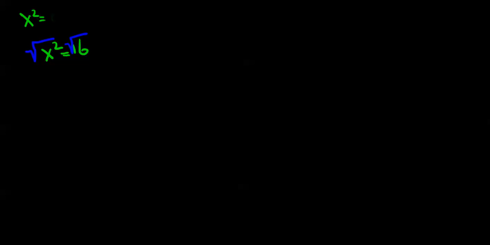If we take the square root of an x squared, we're left with x equals plus or minus the square root of 16. And then we can go ahead and simplify the right side to x equals plus or minus 4. And the reason that it's plus or minus is because if I squared 4, I would end up with 16. And if I squared negative 4, I would still end up with 16.